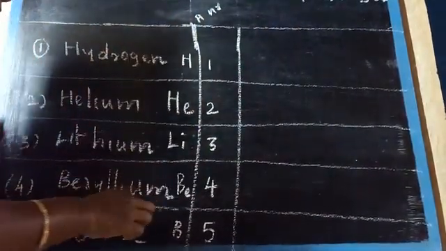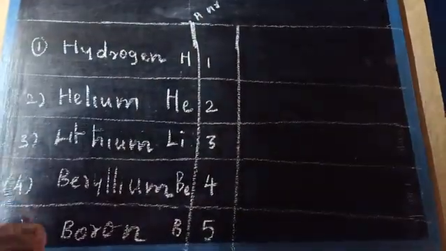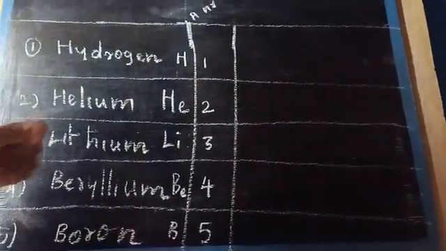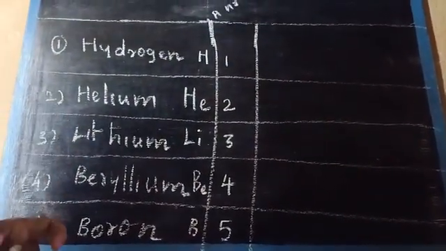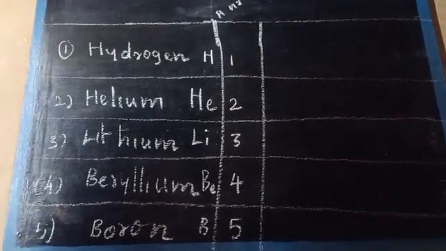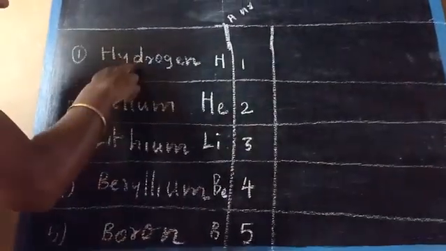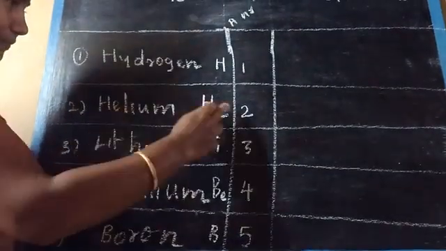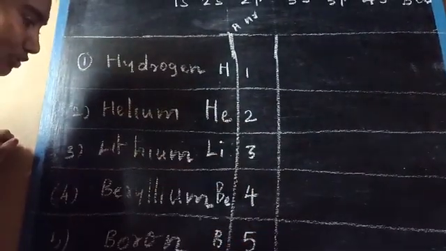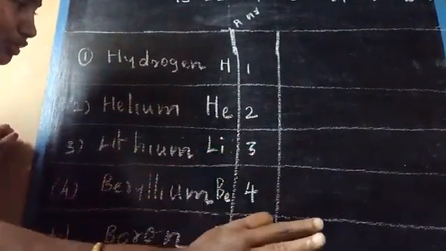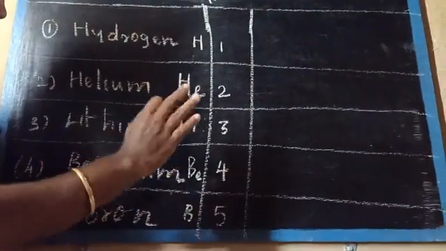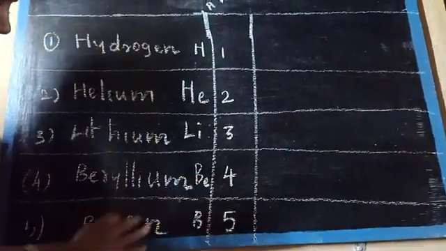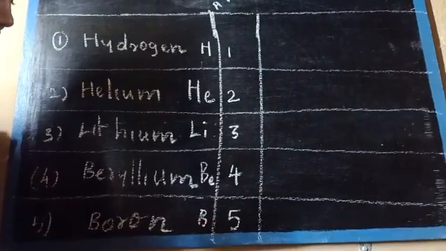This atomic number definition you know very well. Atomic number is defined as, or denoted by, the number of electrons or number of protons. Now hydrogen, number of electrons is 1. Helium, number of electrons is 2. Lithium, number of electrons is 3. Beryllium, number of electrons 4. Boron, number of electrons 5.